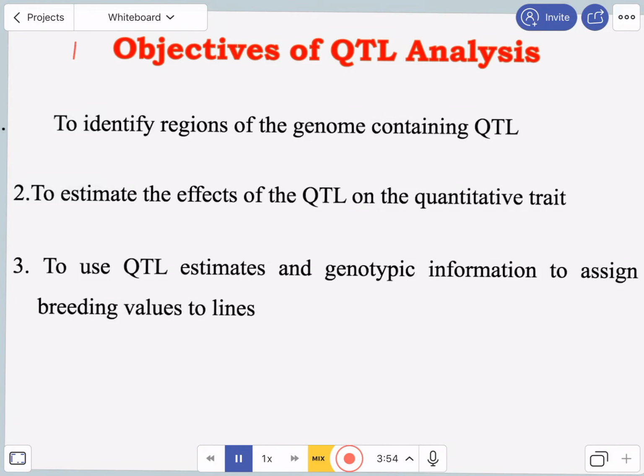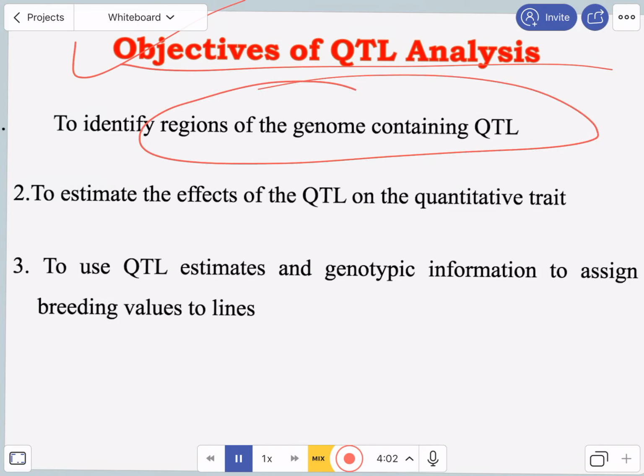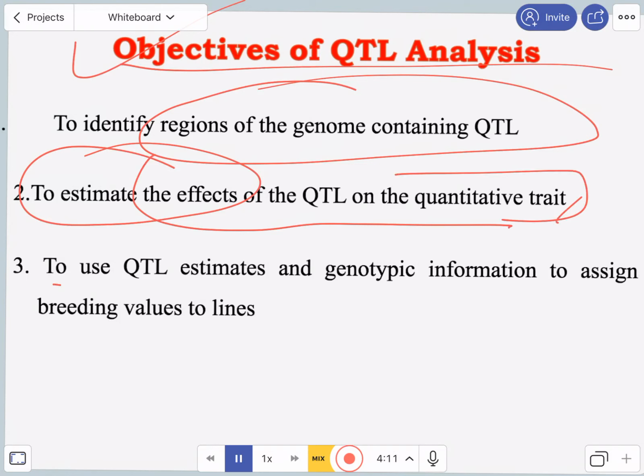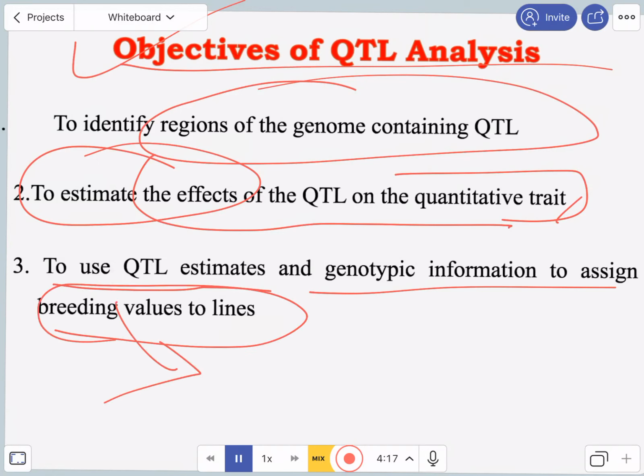Now let's come to the objectives of QTL analysis. Why is it important? Why are we doing QTL analysis? To identify the regions of the genome that contain QTL, and to estimate the effect of the QTL on the quantitative trait. Also, to use the QTL estimates and genetic information to assign the breeding value to the line. What is breeding value? Deviation from the population mean.